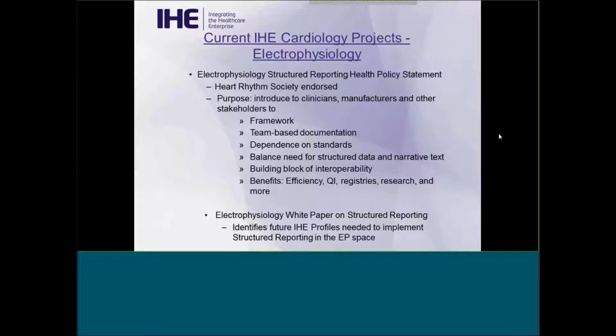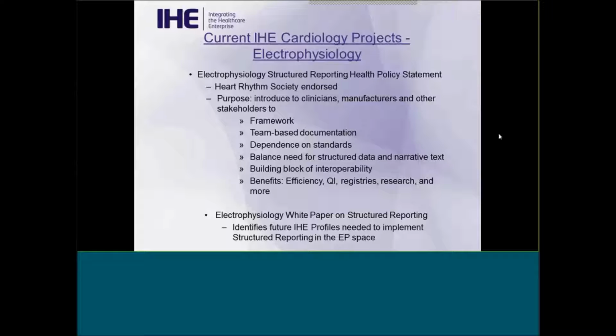The Heart Rhythm Society is committed to helping our members and other stakeholders recognize and appreciate the importance of structured reporting as a fundamental building block for interoperability. And we think that getting stakeholders to recognize this will greatly improve uptake and implementation. And so the purpose of the health policy statement is to really improve awareness and explain the benefits of structured reporting to our members and other stakeholders.